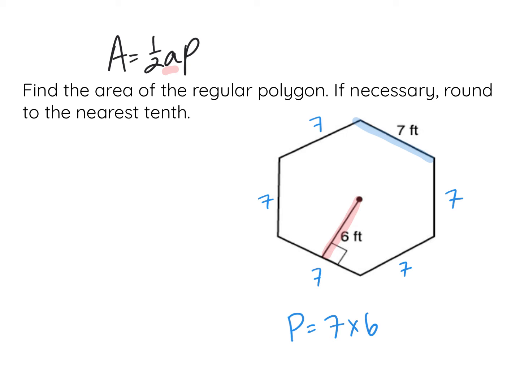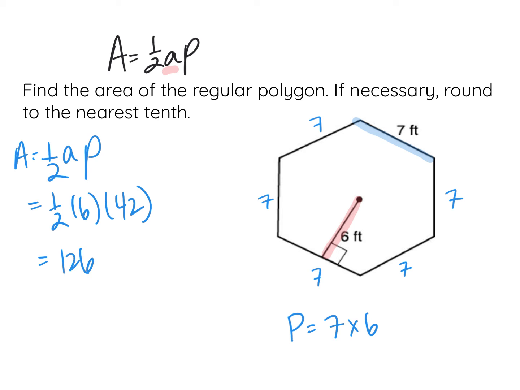So we're going to just plug that into our formula here. Area is 1/2 AP. The apothem is 6, and the perimeter is 42. So 1/2 times 6 times 42 gives us 126, and we're still in area, so square feet.